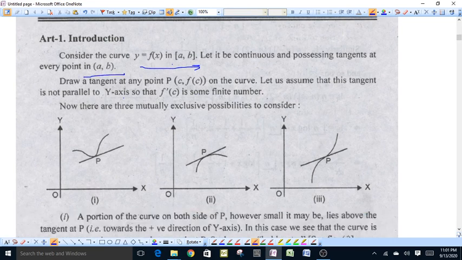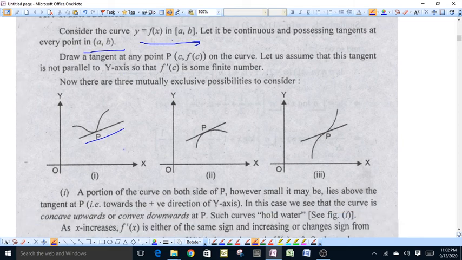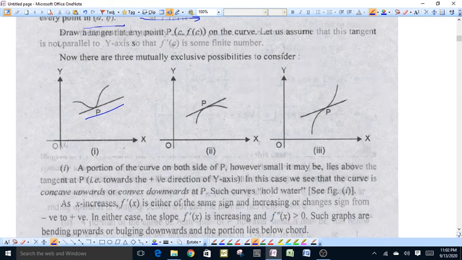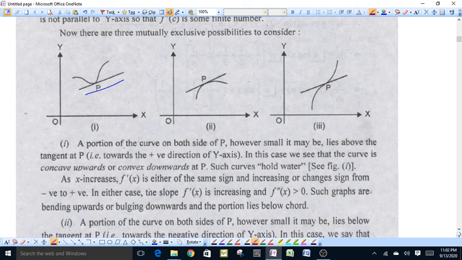Then at any point on the curve, let's draw a tangent. Then we have three possibilities. First one is that both portions of the curve lie above the tangent to the curve at point P. In this case, we say that the curve is concave upward. Both portions of the curve lie above the tangent at point P.